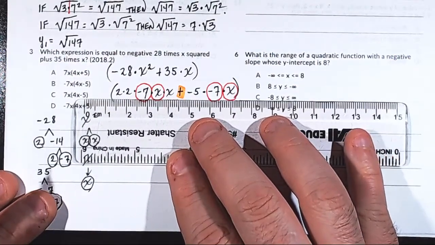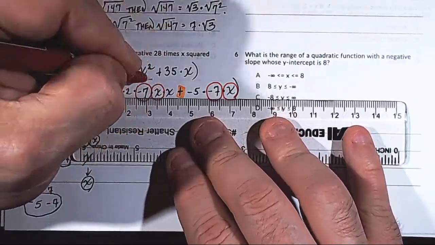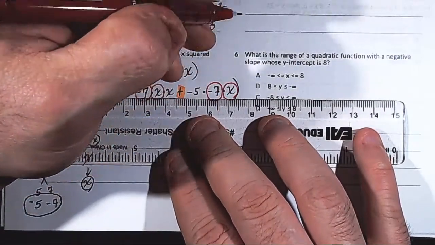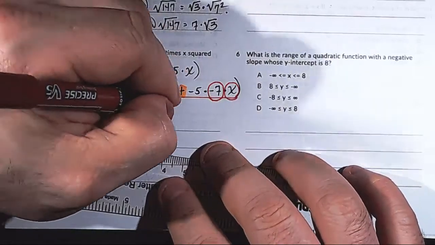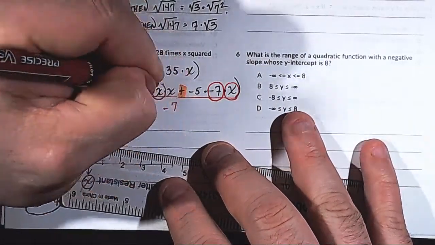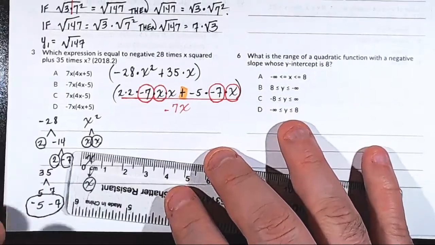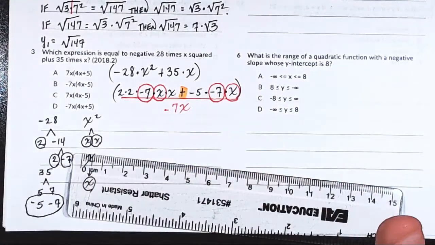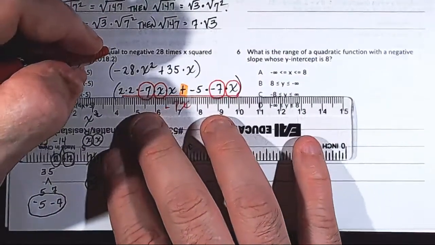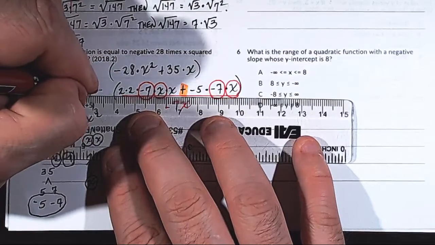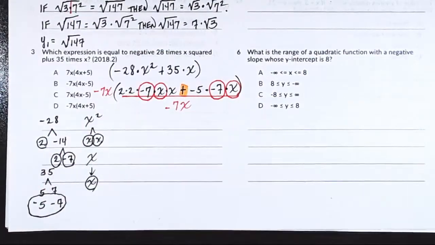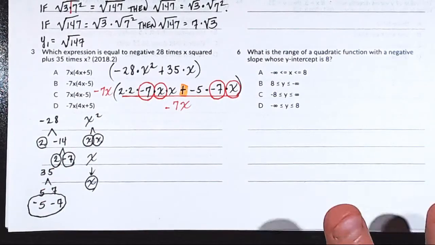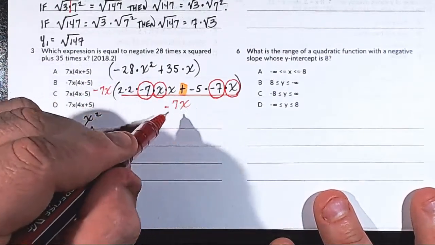I'm going to divide this entire expression by negative 7x. And I have to keep this in balance. So over here, I'm going to multiply the whole expression by negative 7x. Okay? Notice I haven't changed anything. This negative 7 would cancel with this.